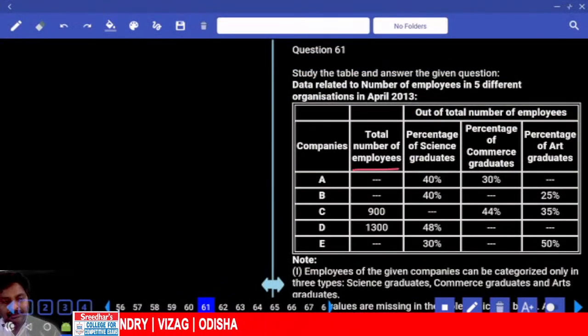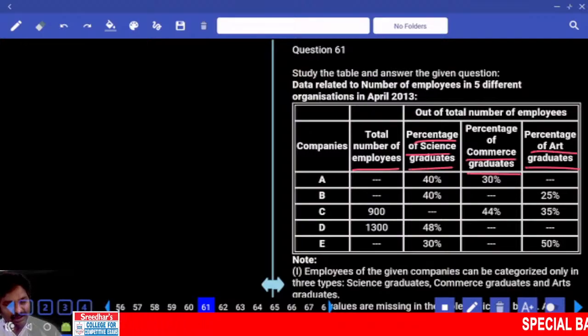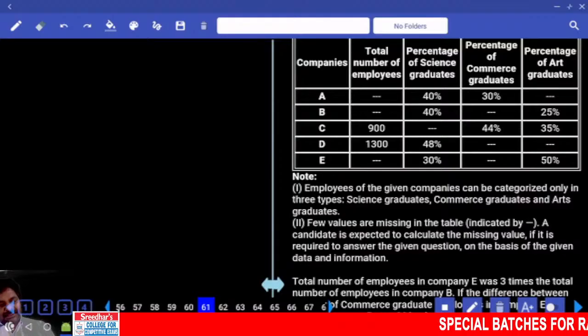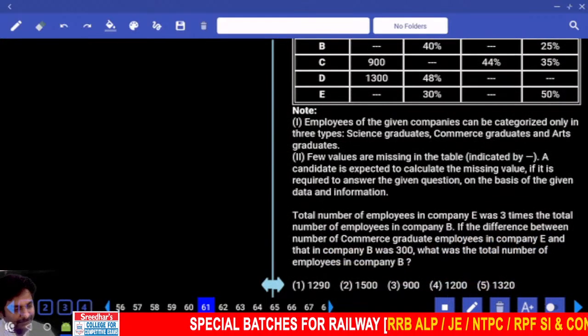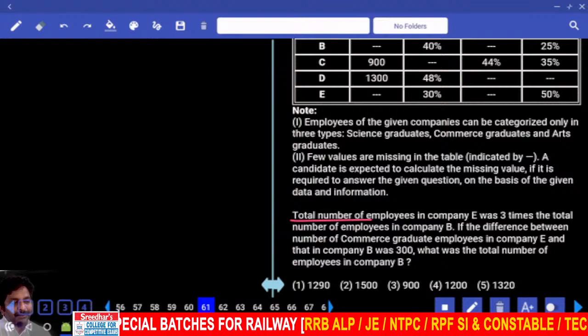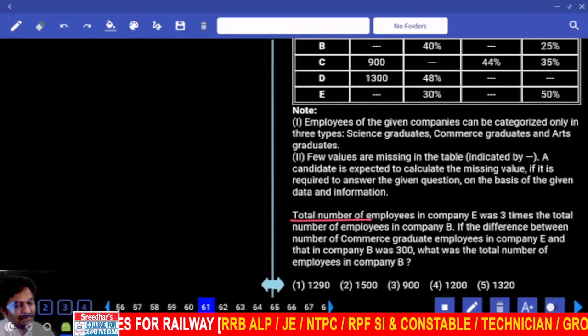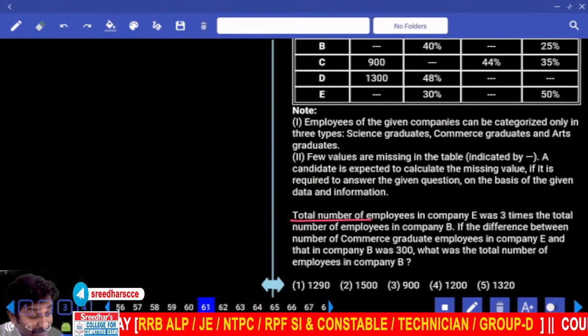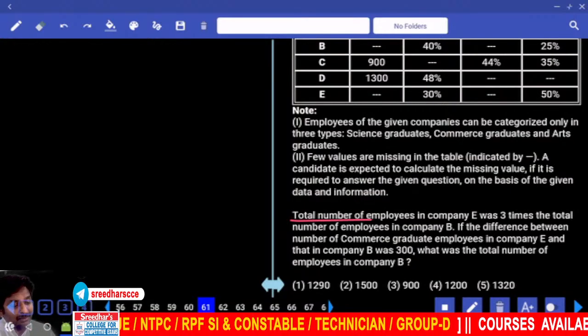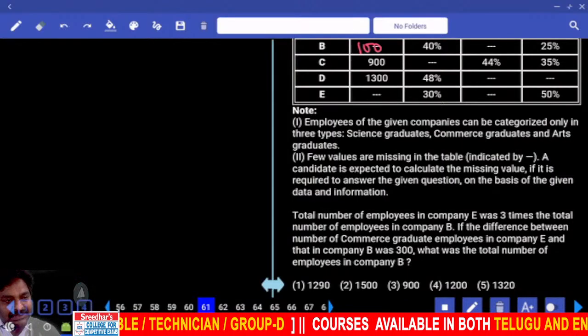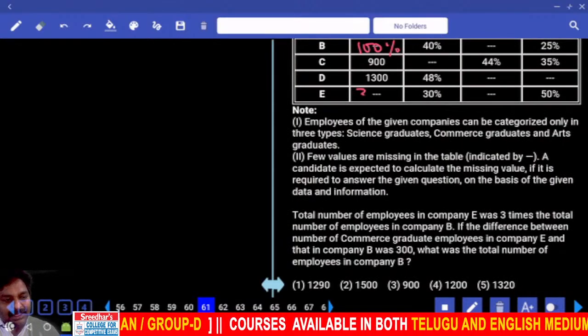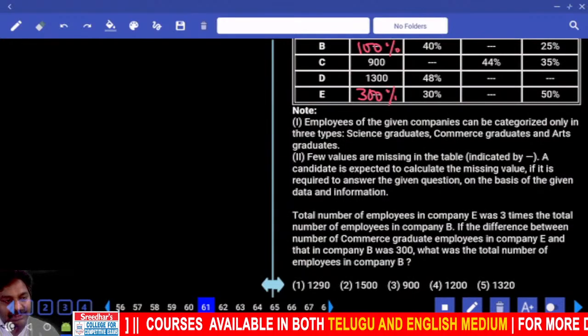Next, total number of employees, percentage of science graduates, commerce graduates, arts graduates. Employees in the given companies can be categorized only in 3 types: science, commerce and arts. Few values are missing. Let's start. Find number of employees in company E. Total number of employees in company E was 3 times the number of employees in company B. If company B is 100%, company E is 3 times, 300%.